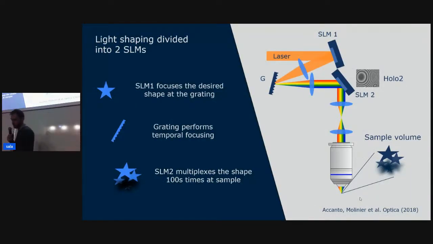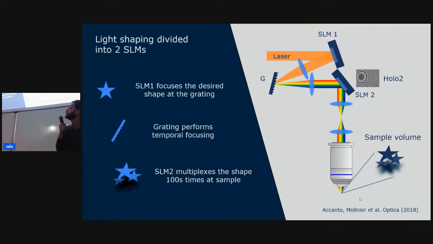Okay, so I'll jump a few years now, and I'll go to the last implementation of this idea that we developed a few years back that actually uses two different steps for computer-generated holography. So we use two different spatial light modulators. The first one is the one that is going to create the shape that we want, for example, shapes that resemble the neuron.